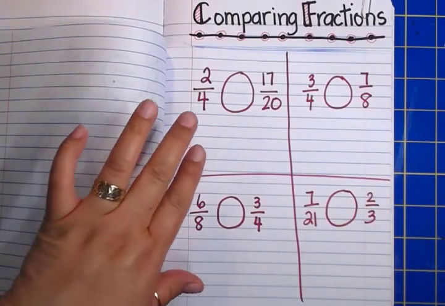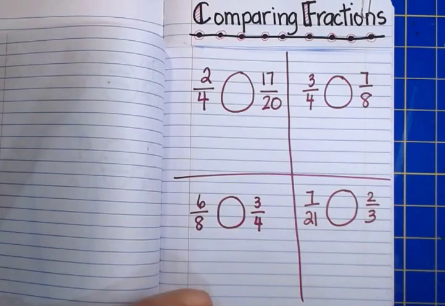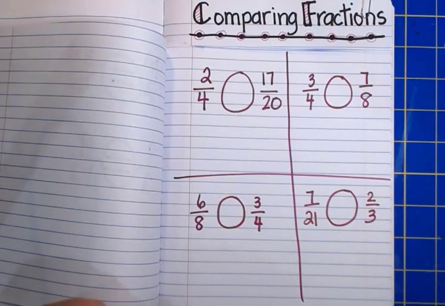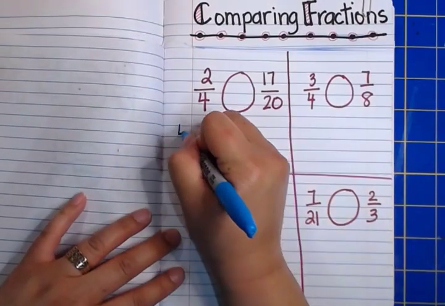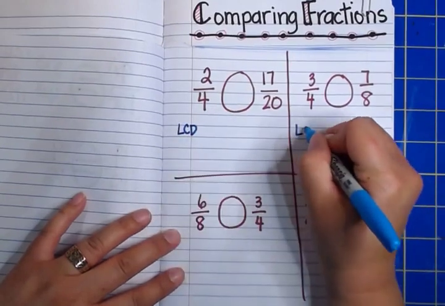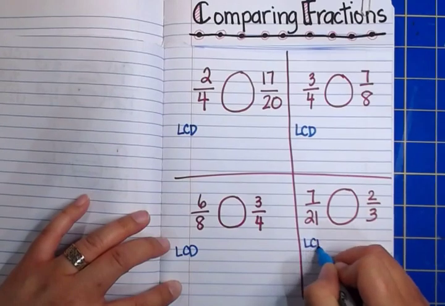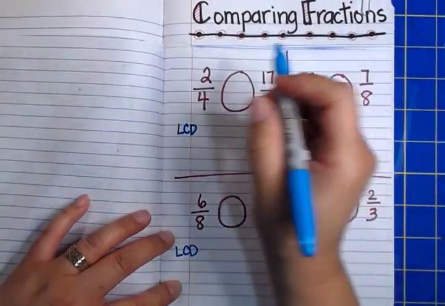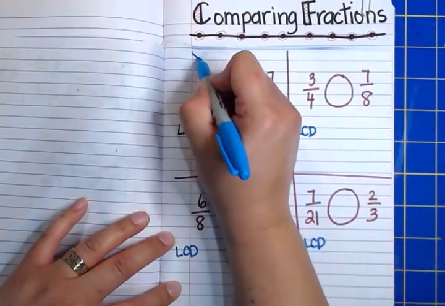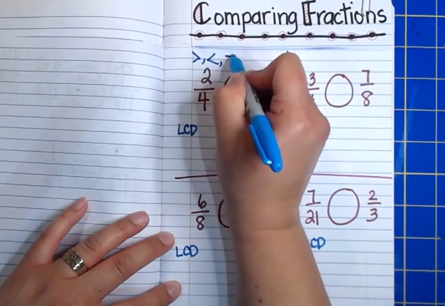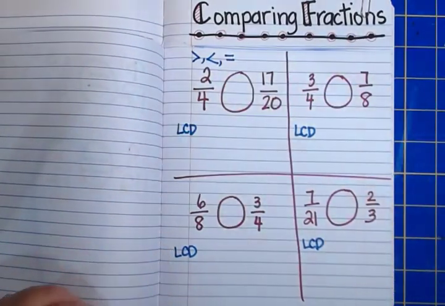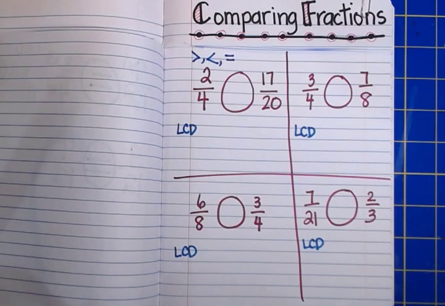All right, so now I want you to try these. Copy the problems down on your piece of paper, any piece of paper. Find the lowest common denominator and compare the fractions using greater than, less than, or the equal sign. And then bring it to class and I will check it for you.